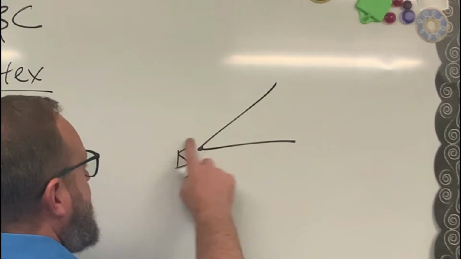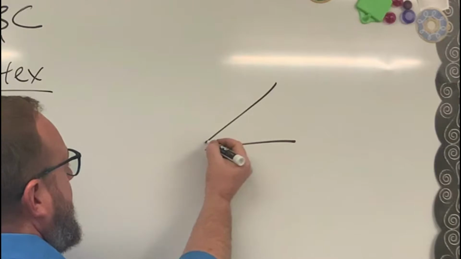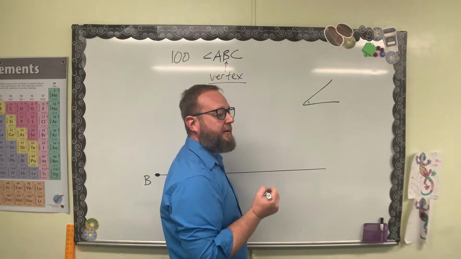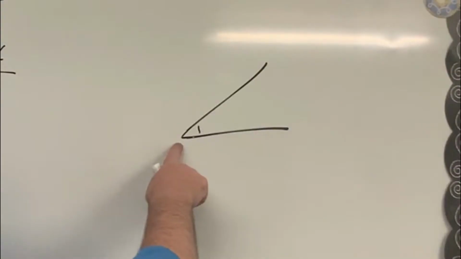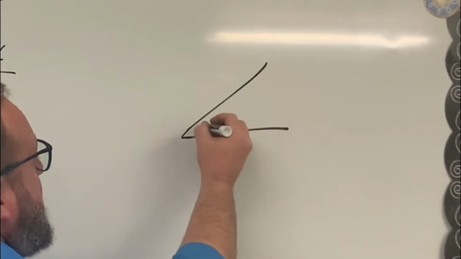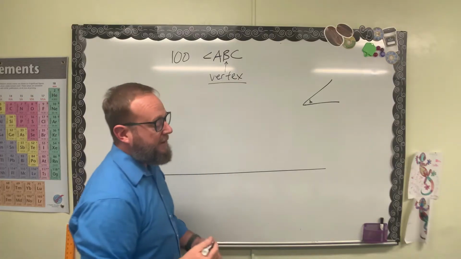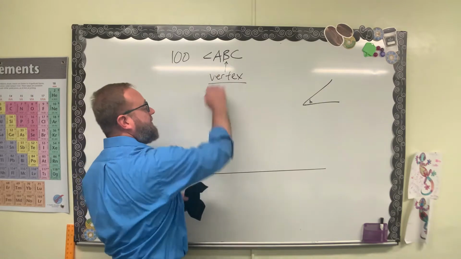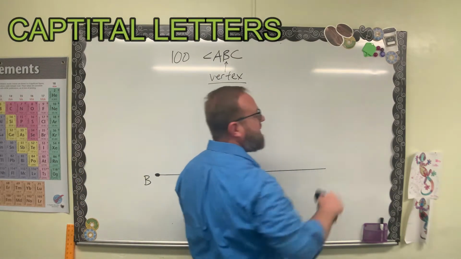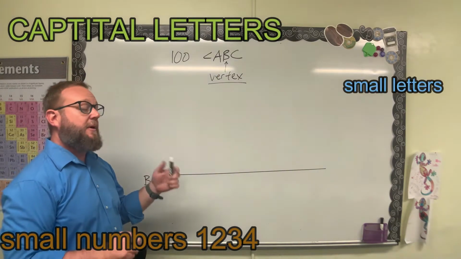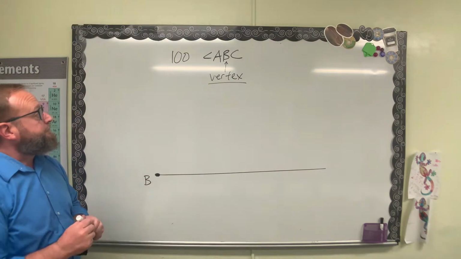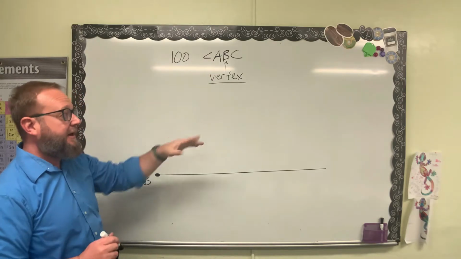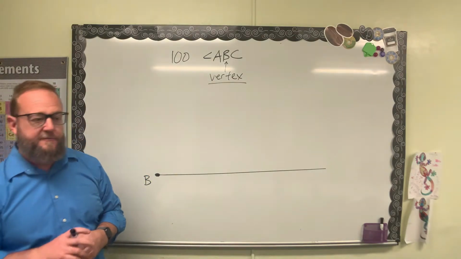In your construction, it may be part of something else, and so you might just have a 1 there. You might have an angle 1, and that'd be the vertex. Instead of a 1, maybe they use a small letter b. So there are a few ways you can label your vertex: a capital letter, a small number, a small letter, or you can write all 3 capital letters identifying your angle, and the middle one is the vertex.